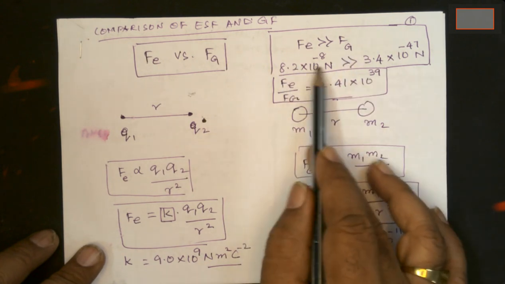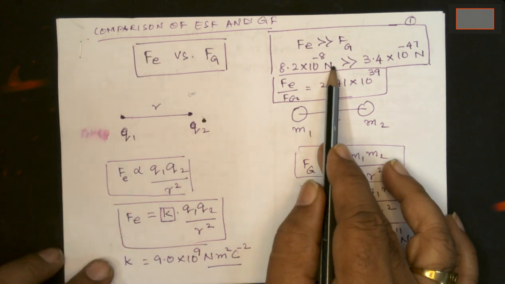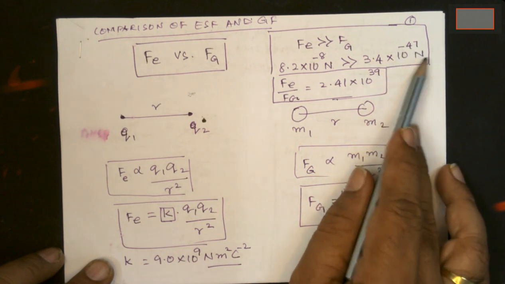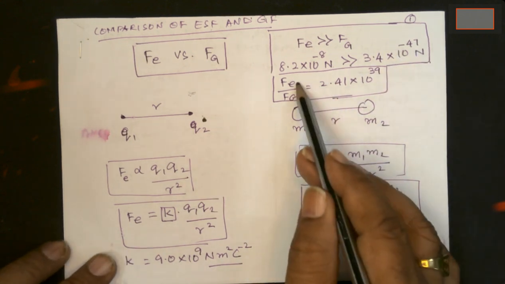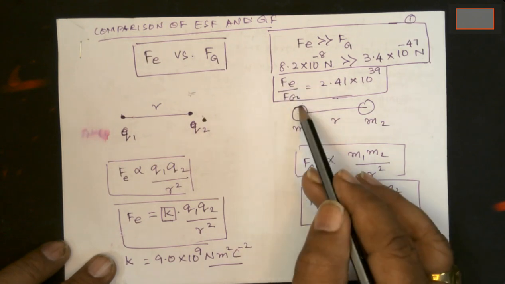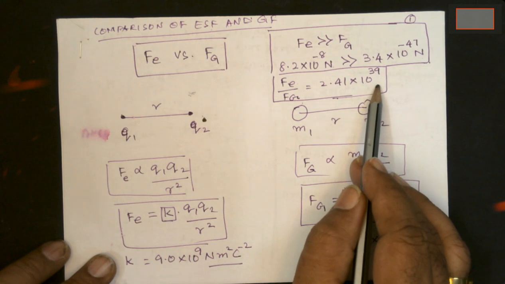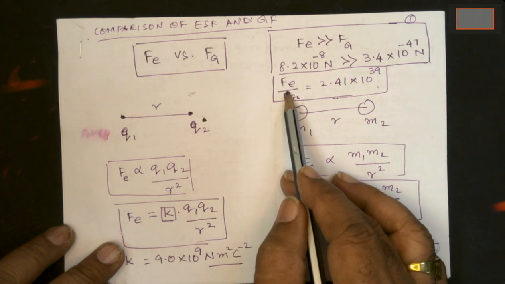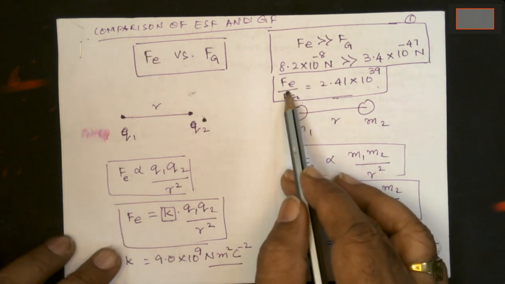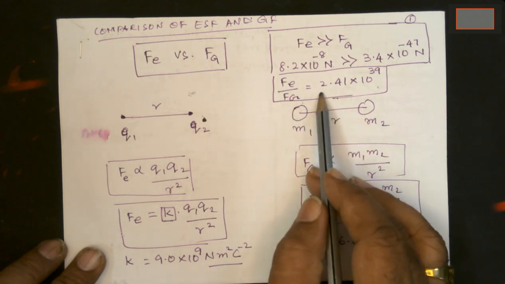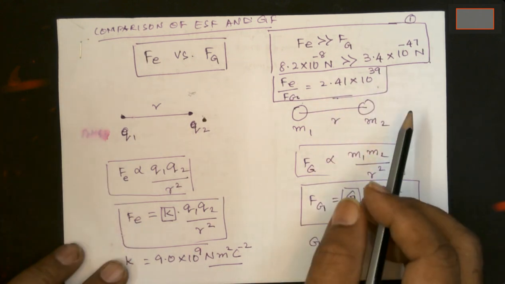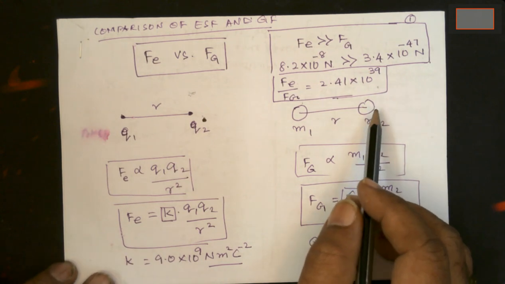And it has got 8.2 × 10^-8 Newton, whereas the gravitational force is 3.4 × 10^-47 Newton. So the ratio between them, Fe divided by Fg, is equal to 2.41 × 10^39. So what do you understand from this? It means the electrostatic force of interaction is almost 2.4 × 10^39 times the gravitational force. You just imagine how huge it is.